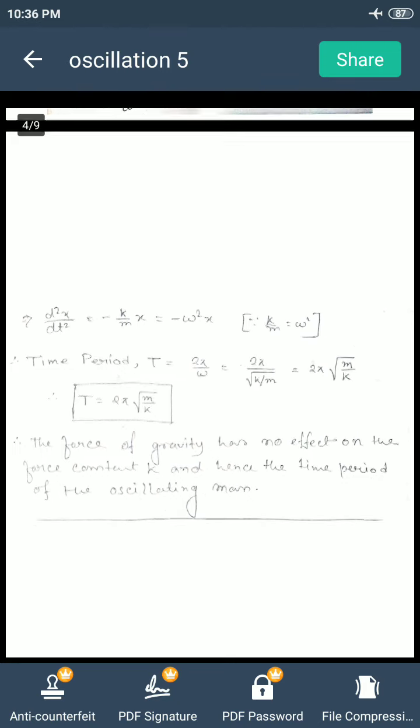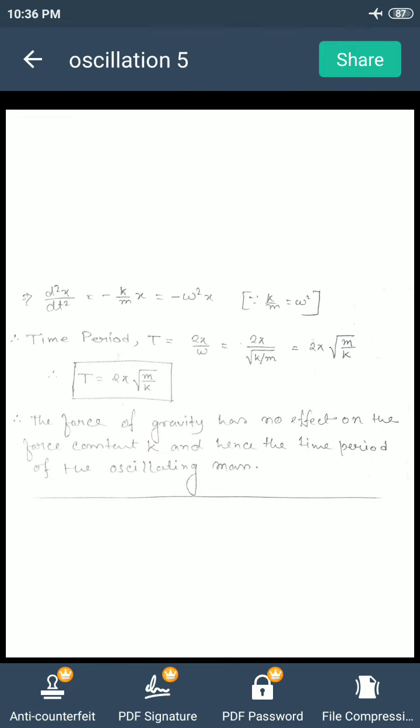From this equation, d2x by dt square equals minus omega square x, we conclude that the acceleration is proportional to displacement x and it is directed opposite to it. So the body executes SHM. Whenever we prove this differential equation, then we can say that the object or body executes SHM. That is the main point.